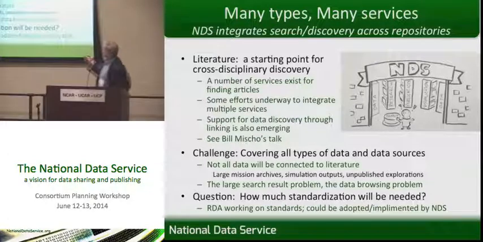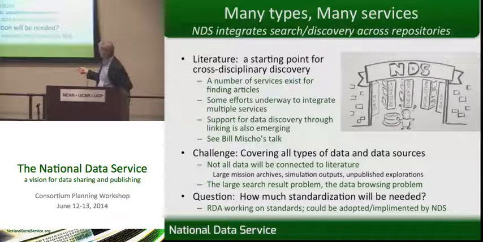Of course, there are many, many things, and the national data services would not itself focus on developing them all, but would provide particularly search and discovery mechanisms that work with your individual repositories so that we can figure out how to go across them. So we would be focusing mostly on how we would do data discovery through linking and through connections to multiple services. And Bill Michaud, from the University of Illinois Library, will be giving a talk on this a little bit later. I don't know if it's today or tomorrow, but it's coming up. So again, there are services that are emerging that are already doing some of this.